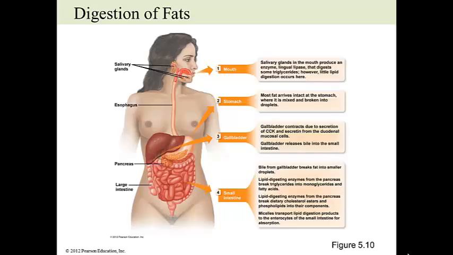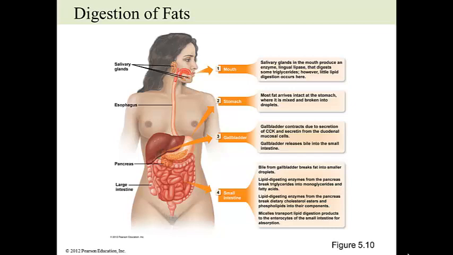Let's take a look at this diagram that'll help review the digestion of lipids. Now again, the salivary glands in the mouth produce an enzyme called lingual lipase, and it does help break down a little bit of the dietary triglyceride. However, little digestion is occurring here. Most of the fat that arrives in the stomach is intact, where it's mixed and broken down into smaller fat droplets. Now, from the stomach, if you remember, the stomach releases small amounts of food into the small intestine.